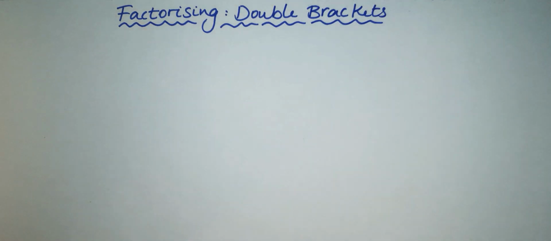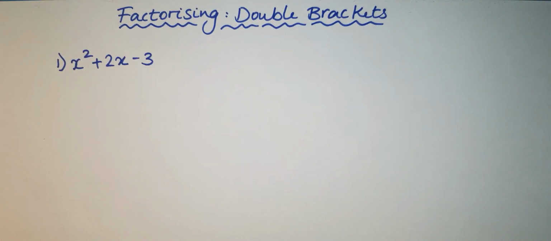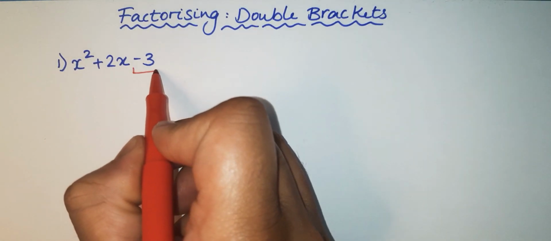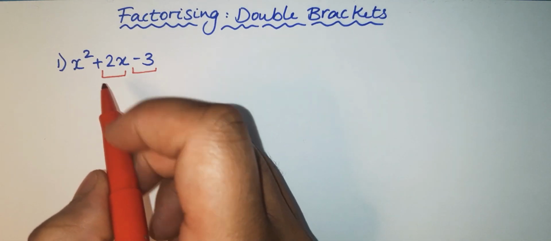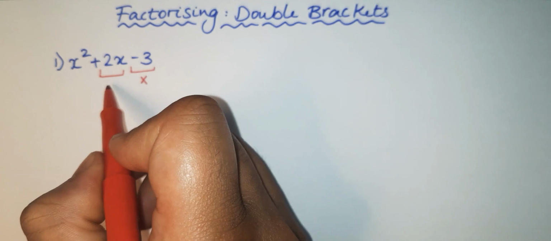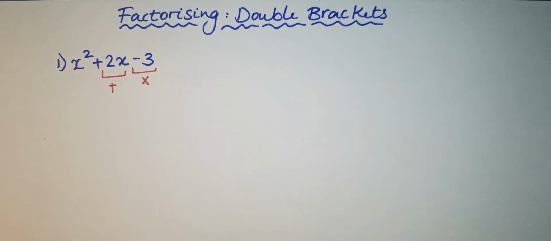And here's the first example. The question is basically asking us to factorize x squared plus 2x minus 3. Now, the first thing that we need to do is look at the 2x and the minus 3, because the key to factorizing is looking at these two separately, but somehow they are linked. So we need to find two numbers that multiply to make minus 3 and add to make plus 2. And the two numbers are minus 1 and 3.